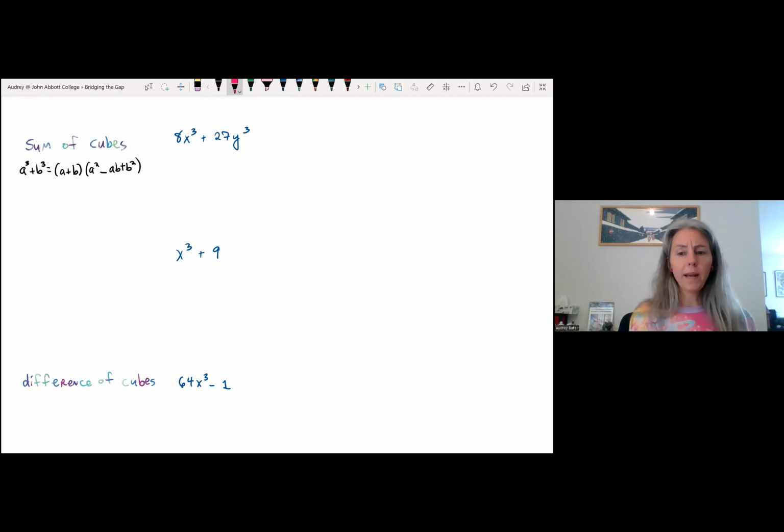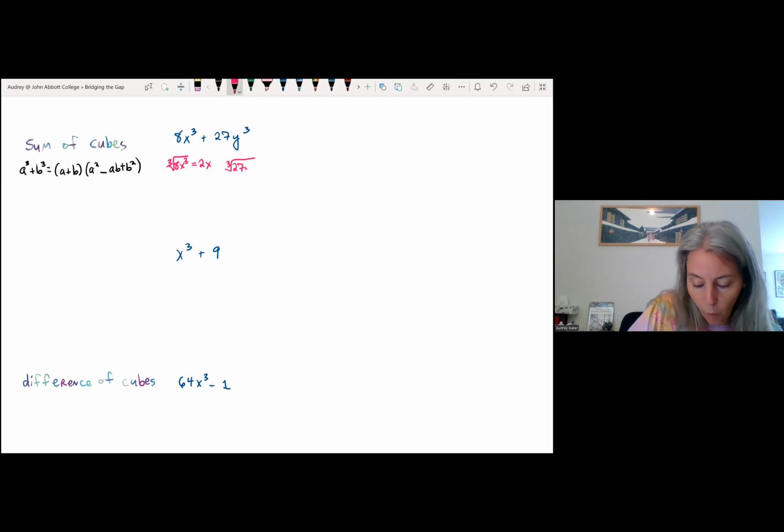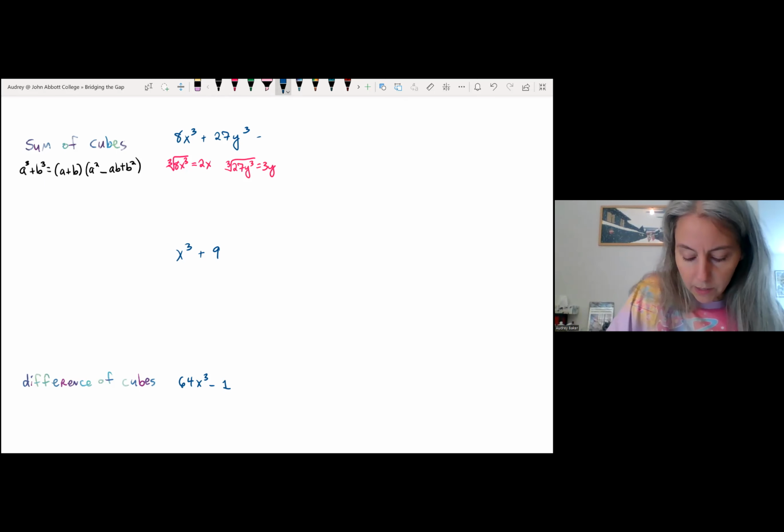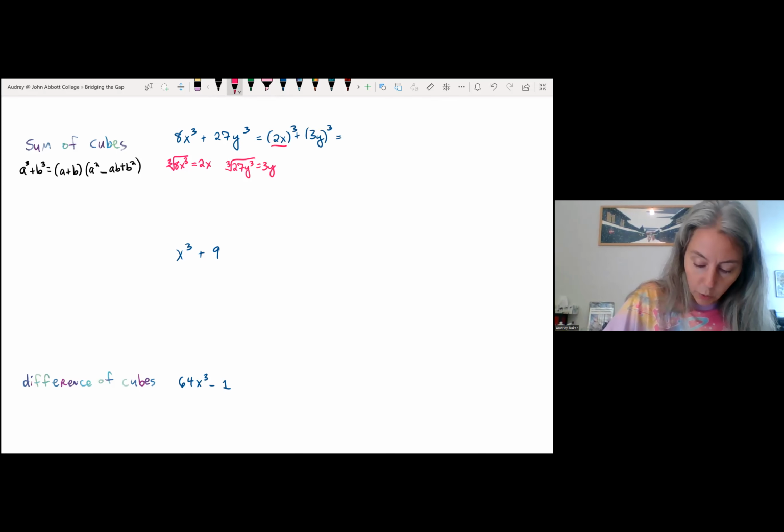So the question is, what is being cubed? Well, with 8x cubed, we just need to look at the cube root. What am I multiplying by itself 3 times to get 8? The answer is 2. So the cube root of 8x cubed is 2x. And in the same way, the cube root of 27y cubed is 3y, because 3 times 3 times 3 is 27. So we can think of this as 2x cubed plus 3y cubed. And then our a is just that 2x, and our b is 3y.